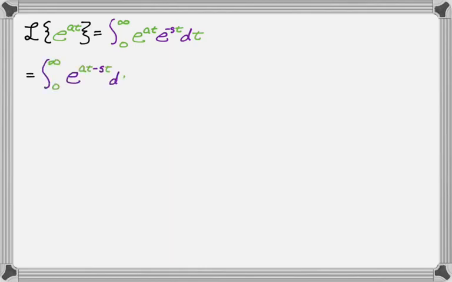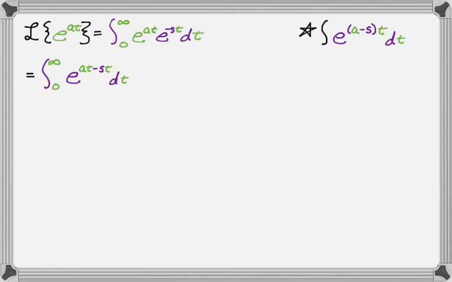So if you're multiplying with the same base, you add the exponents, which in this case gives us at minus st as an exponent. And if we wanted to, we could actually factor a t out of that. But what I'm going to do at this point is turn this into an indefinite integral and find an antiderivative, so the work is a little cleaner. So I'm going to try to do this indefinite integral right here.